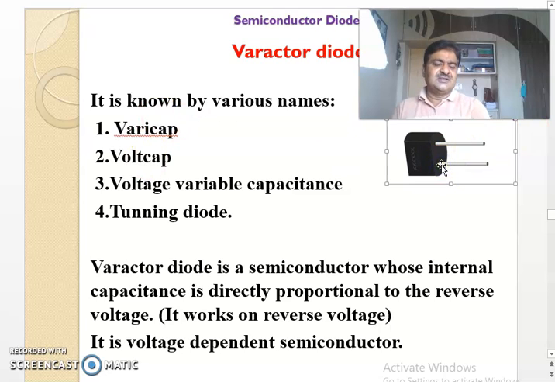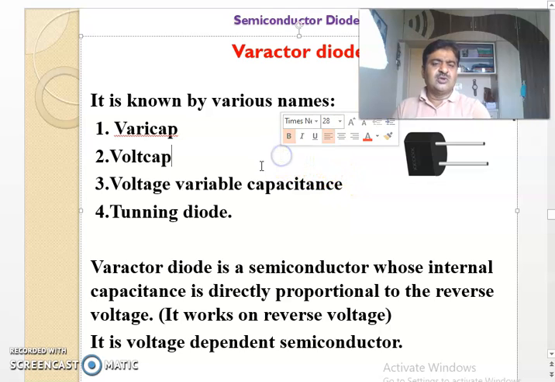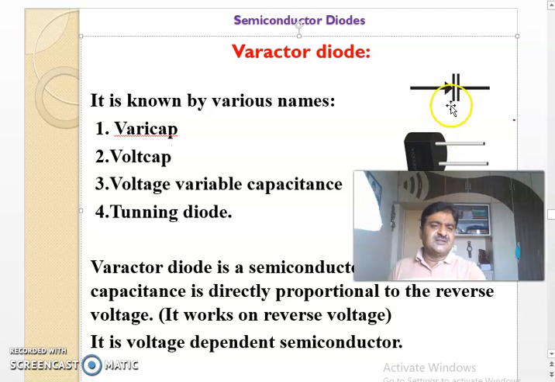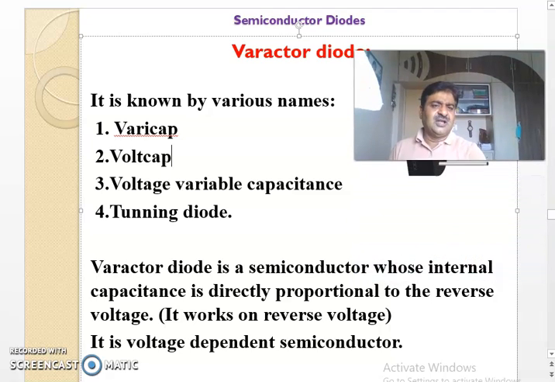Practically it looks like this. This is the symbol of the varactor diode. So once more, it can be named as what? Varicap, volt cap, voltage variable capacitance and tuning diode. Its symbol is like this. Here the arrow is there and here the sign of a capacitor, like this. This is your varactor diode.